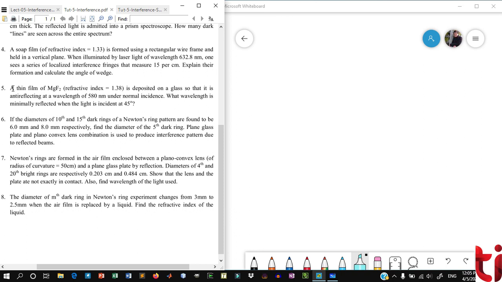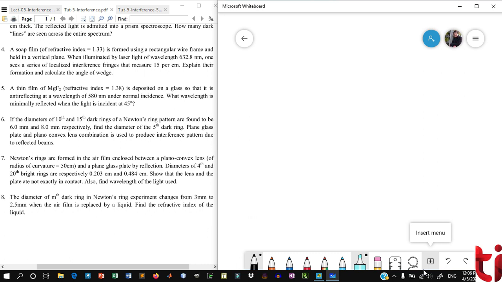To start with question number 5, the problem description is like this. A thin film of MgF2, magnesium fluoride, is deposited on a glass so that it is anti-reflecting at a wavelength of 580 nanometer under normal incidence. What wavelength is minimally reflected when the light is incident at 45 degrees?